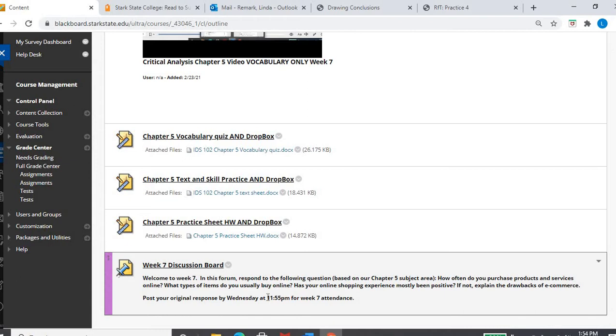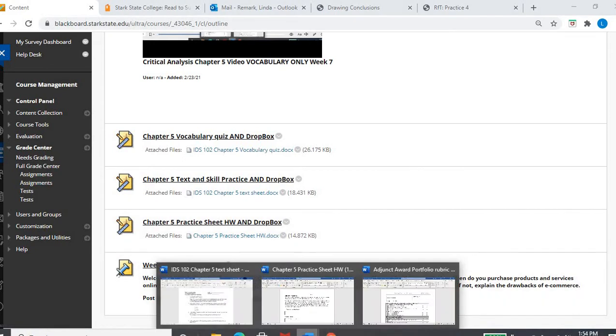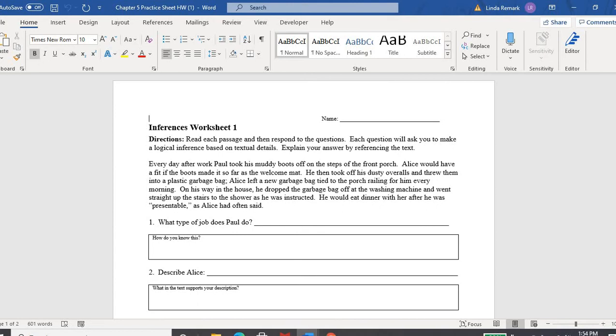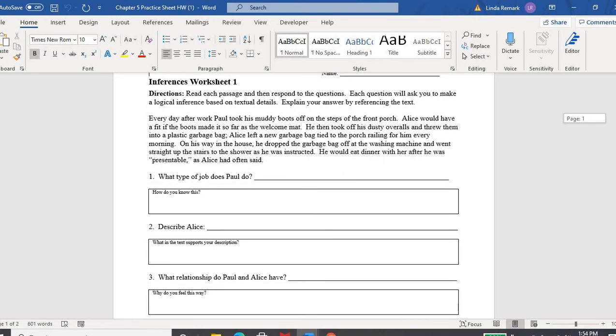While we're talking about inferences in the assignment area, we know we're posting the discussion board by Wednesday for week 7 attendance, but let's pull up our practice sheet. Here is our homework for chapter 5. You can see that it has a couple paragraphs with several questions that follow each one. What you're going to do is read the paragraph and make inferences, because it doesn't necessarily state any of these answers in there.